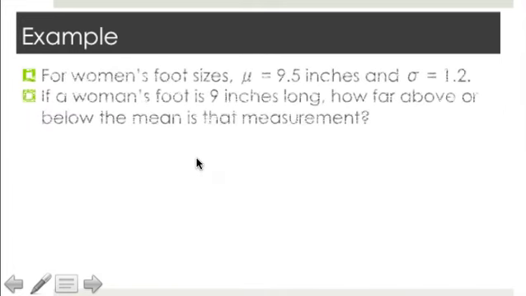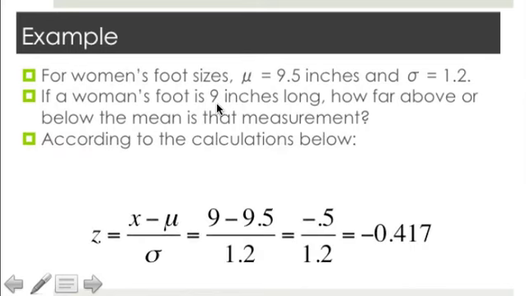And it's incredibly useful. We can look at all sorts of different data sets. If we wanted to switch to women's foot sizes and we assume that the mean is 9.5 inches and the standard deviation is 1.2, we could then examine how many standard deviations below or above the mean a woman's foot would be if it were 9 inches long. So if this were the case, according to the calculations below, we would start by taking our value x, which is 9.